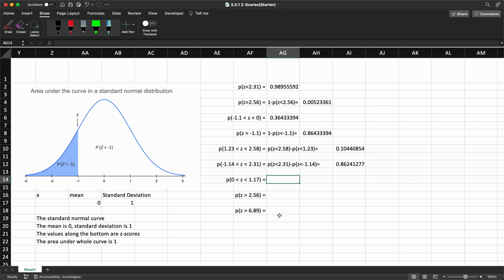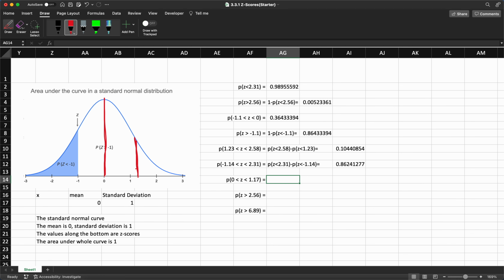So we have the probability that z is between 0 and 1.17, okay? So this one's a little bit different. I can approach this one a little bit differently. I can still do the probability that z is less than 1.17 minus the probability that z is less than 0. But I already know the probability when z is less than 0. It's 0.5. So I can just find the probability that z is less than 1.17 and then subtract 0.5 from it.